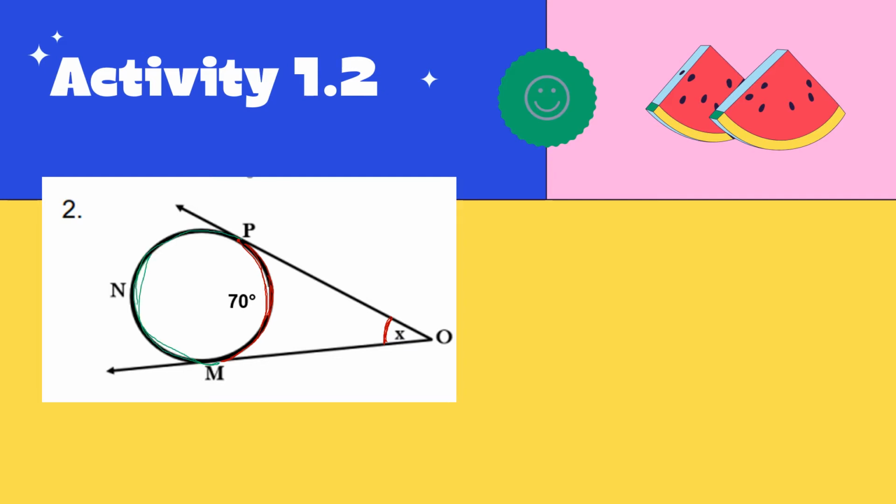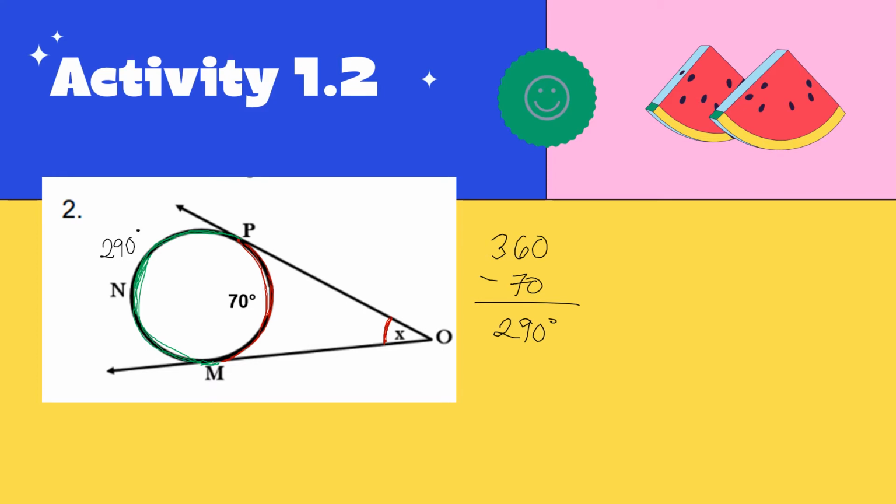Okay. Now, how do we find the measurement of this arc? We know that the total degree measure of a whole circle is 360 degrees. Since the minor arc PM is already 70 degrees, to know the measurement of the major arc PM, we subtract 70 from 360. So, 360 minus 70 is equal to 290 degrees. Therefore, the measurement of the major arc PM is 290 degrees.